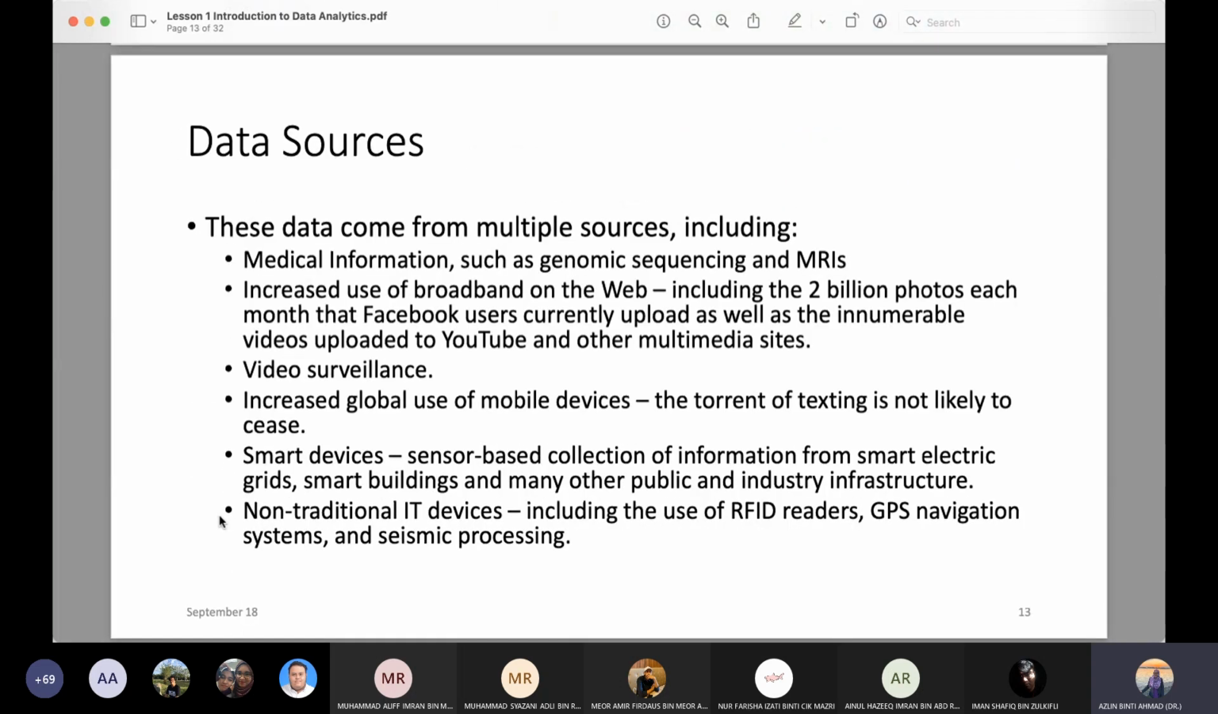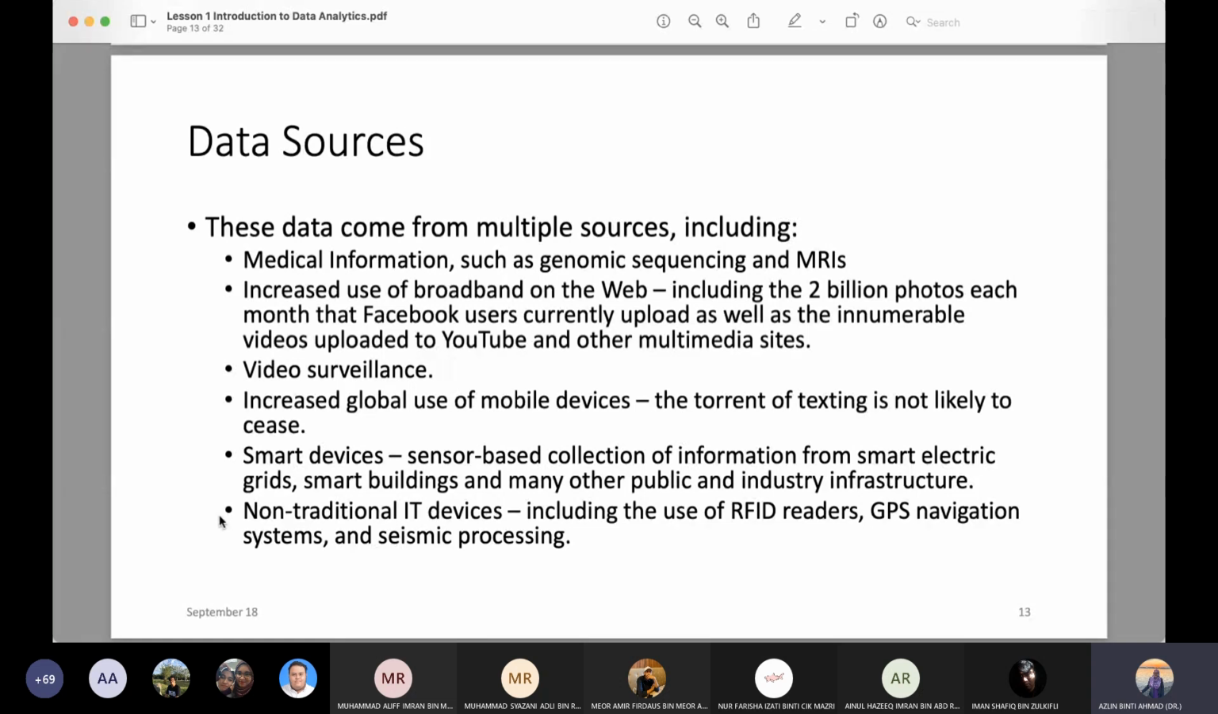So in terms of data source, okay, the data can come from many resources. For example, here we can see that, okay, it can be from medical information where you can get the data from the machine, from the medical reports that have been written by the doctors. We have lots of medical machines kan, for example we have MRI, kita ada X-ray, we have the blood processing punya machine.